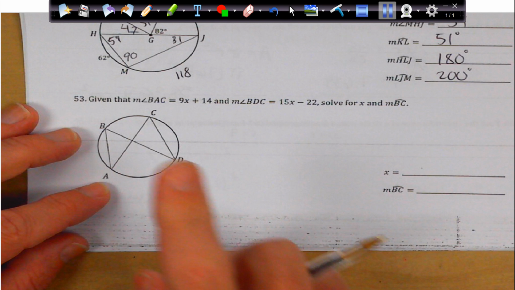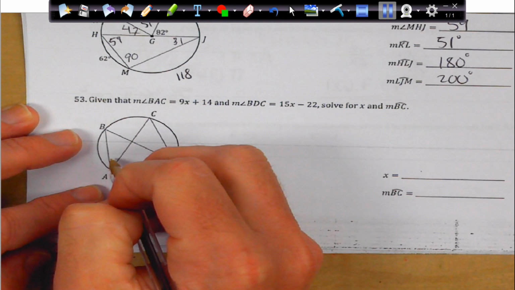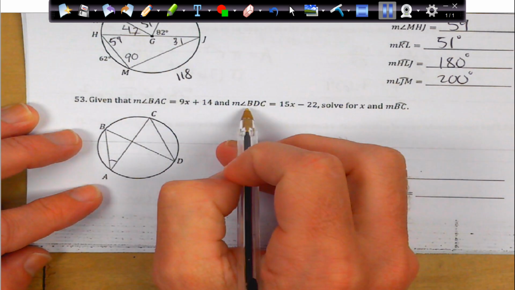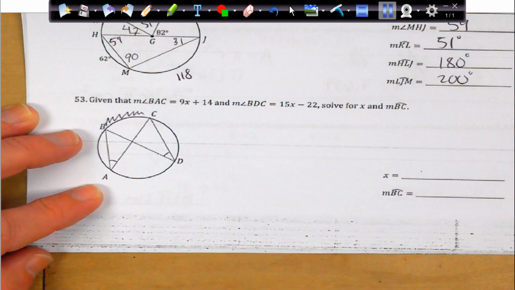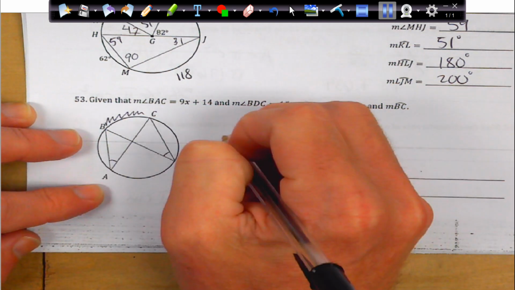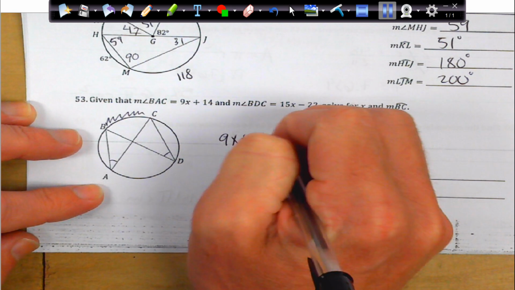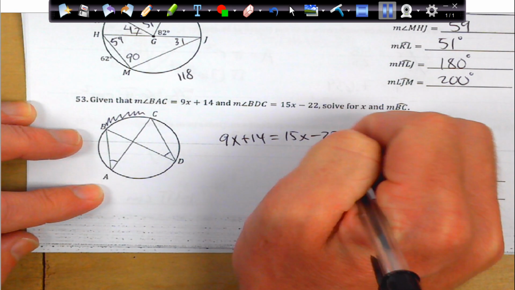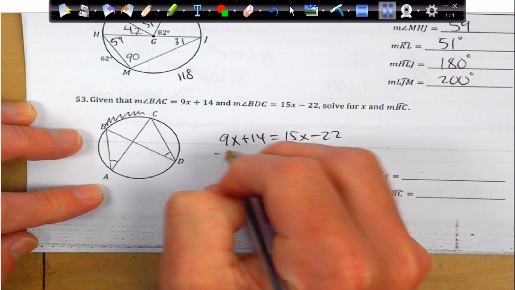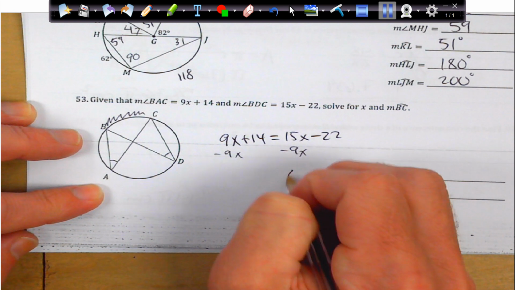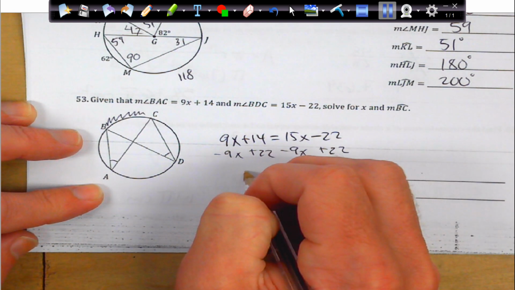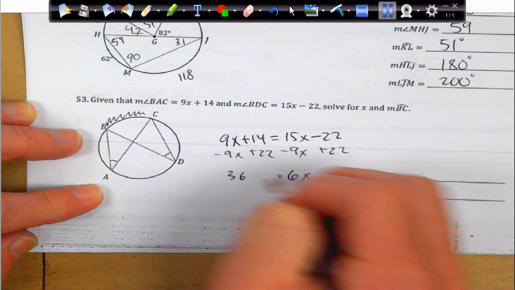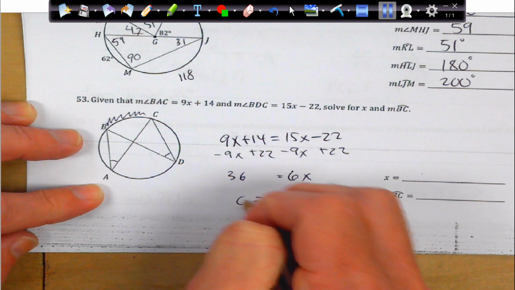All right, here we go. BAC is this angle here, and BDC is this angle here. Now they're both opening up to the arc BC, which means they should be congruent to each other. So we're going to set them equal to each other and solve. I'm going to subtract 9x. That should leave me with 6x. I'm going to add 22. That's going to leave me with 36. I should get x equals 6.